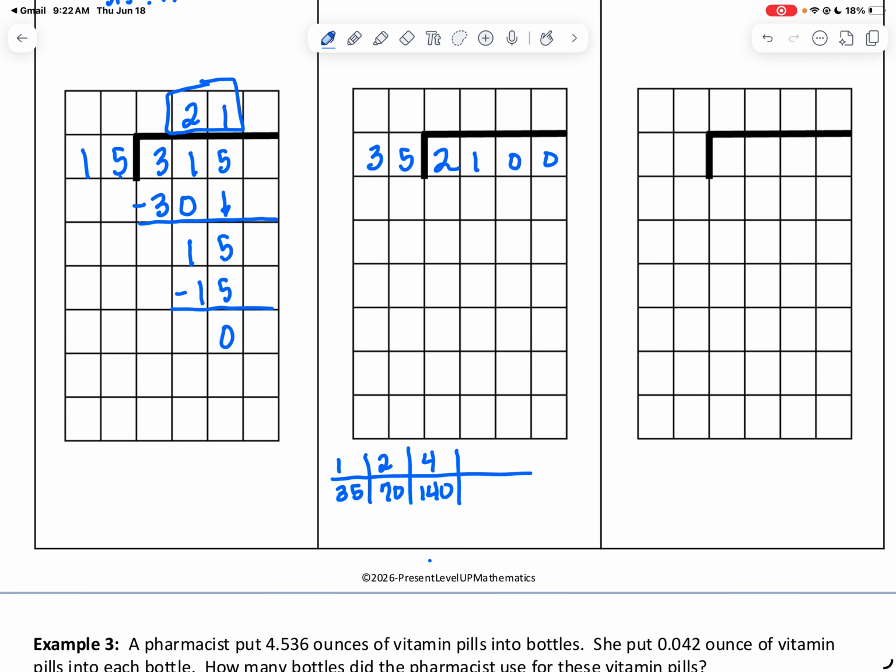So 8 is too big, so let's try 6. Now, I can figure out 6 by using 2 and 4 is 6. So if I add 70 and 140, I would get, oh, what do you know? 210. So I know 35 goes into 210 6 times. So 6 times 35 is 210. Subtract and bring down. So 35 goes into 0, 0 times. 0 times 35 is 0, with a remainder of 0.